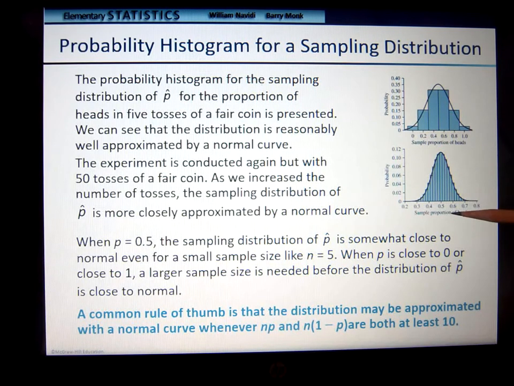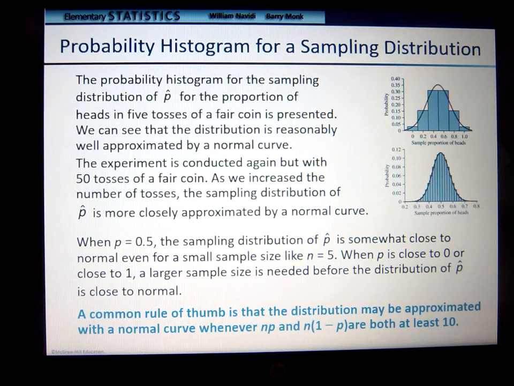And they're just showing you here that if you increased it, it would fit even better by a normal curve. So when p is 0.5, the sampling distribution is somewhat close to normal, even for a small sample like n equals 5. But when p is close to 0 or close to 1, you'll need a larger sample size to get that closer to normal. And we talked about that in the last section.